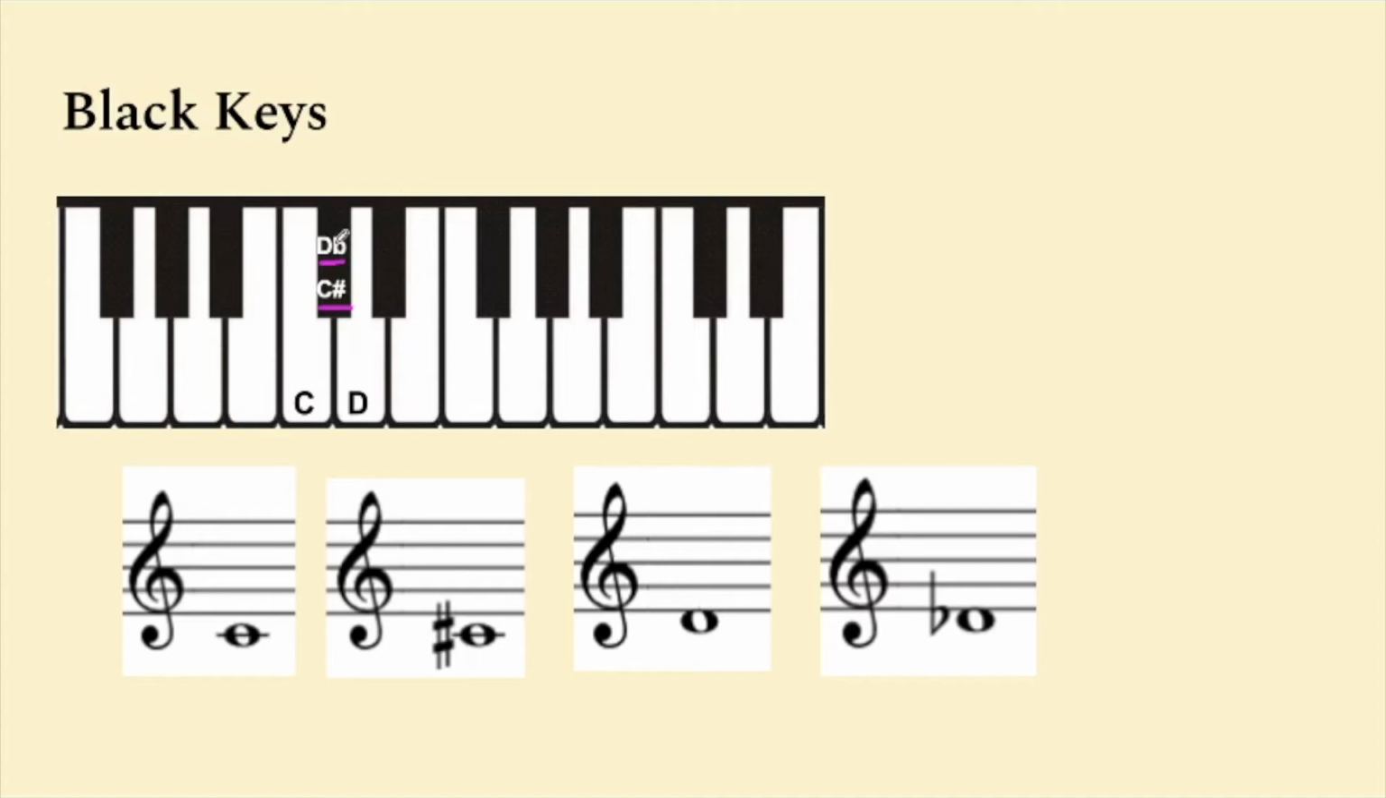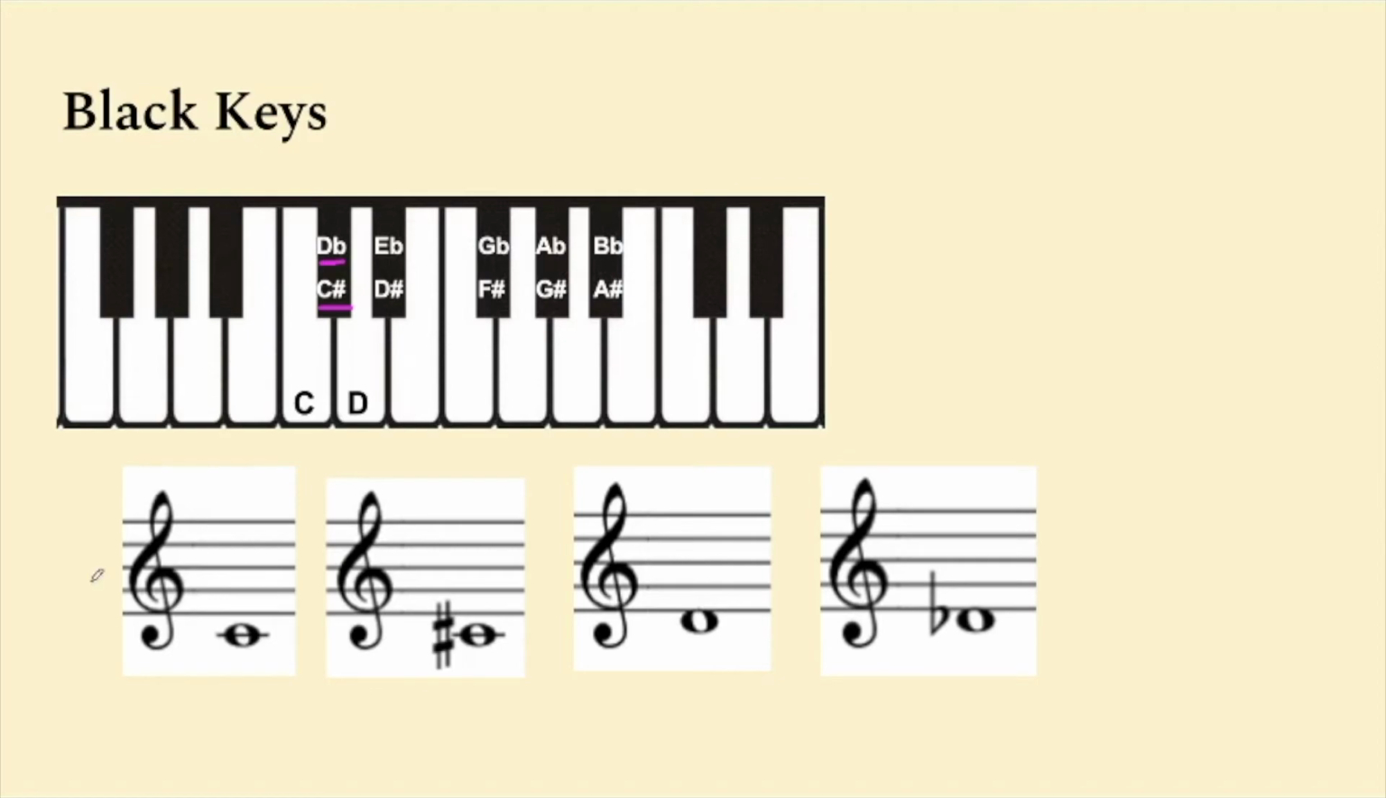If we take a look at the black key between D and E, we get D sharp, but we also get E flat, because the sharp added to the D raises the pitch of D, and the flat added to E lowers the pitch of E. All the black keys have 2 different names, one with a sharp and one with a flat.